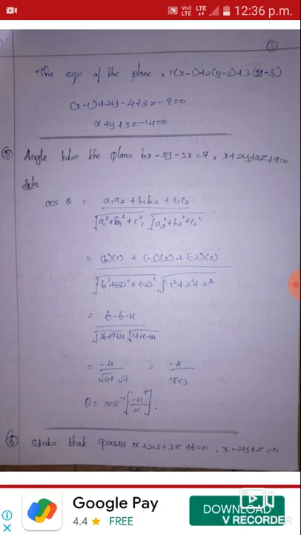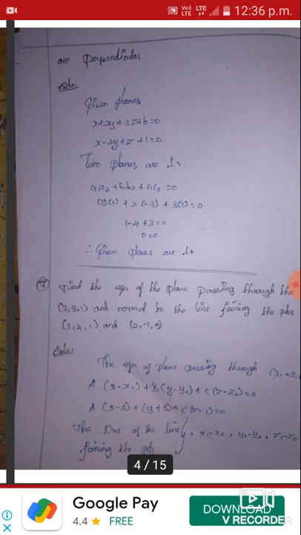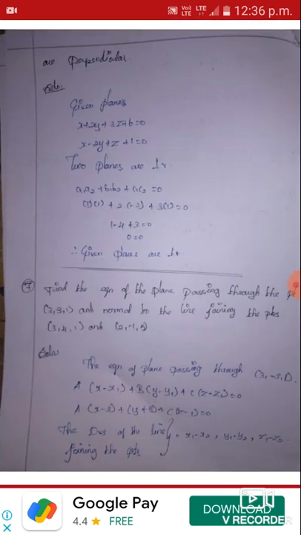State the planes x plus 2y plus 3z plus 6 equal to 0 and x minus 2y plus z equal to 0 are perpendicular. If the two planes are perpendicular, then A1 A2 plus B1 B2 plus C1 C2 equal to 0. If you substitute and get 0, then the given planes are perpendicular.